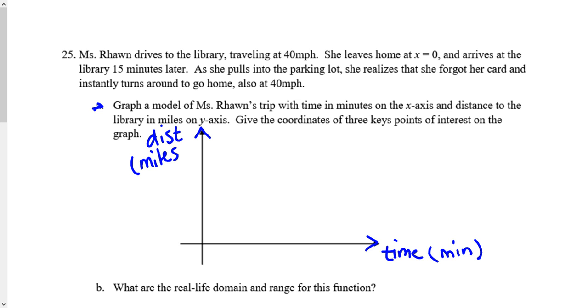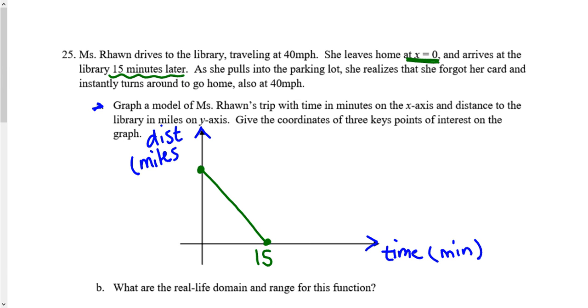So let's see what we know. I started out and I left home at time equals 0. I don't know how far away I am yet, but I'm going to just say I'm far away from the library. My distance is the biggest it's going to be. And then I'm going to drive to the library, so my distance is going to get smaller. Eventually I'm at the library. It took 15 minutes for that to happen, right? So my time in minutes would be 15.